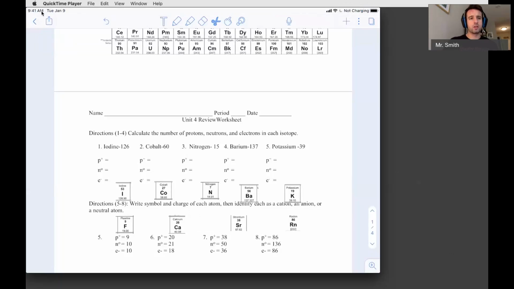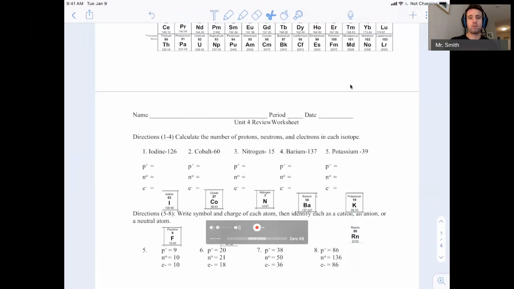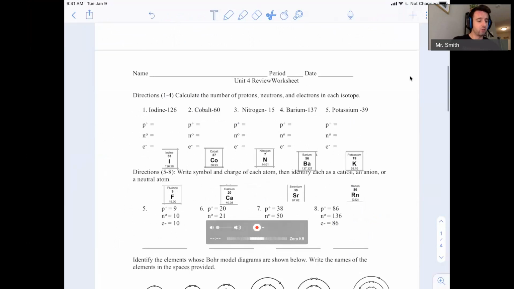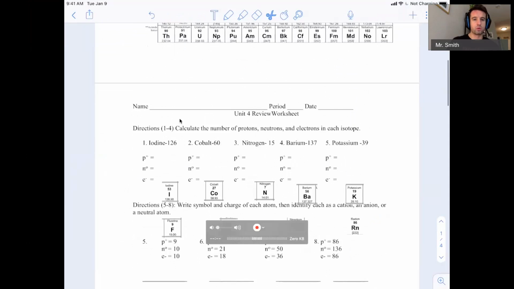Since yesterday and today we're going to be working on this review worksheet, I figured I'd just go over the problems, and then if you guys had questions about them, hopefully this will give you a chance to answer them. What you'll notice that I've done already is that I've taken different elements from the periodic table and copied them where they're supposed to go.